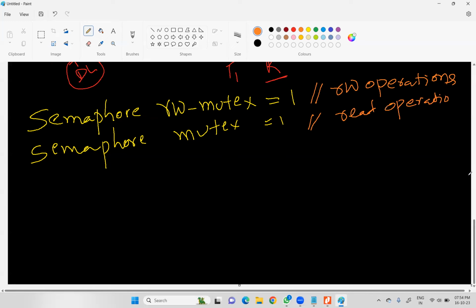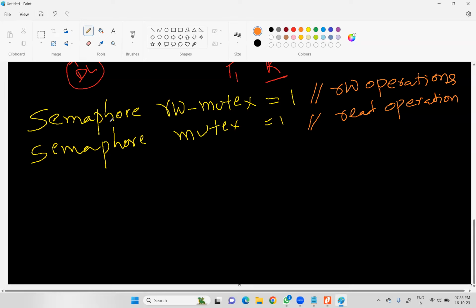Whenever you are trying to take read operation, then mutex gets taken by you. Whenever you are trying to take read write operation, then you'd like to take RW underscore mutex. RW underscore mutex will be taken here. So that is the point you need to remember here.